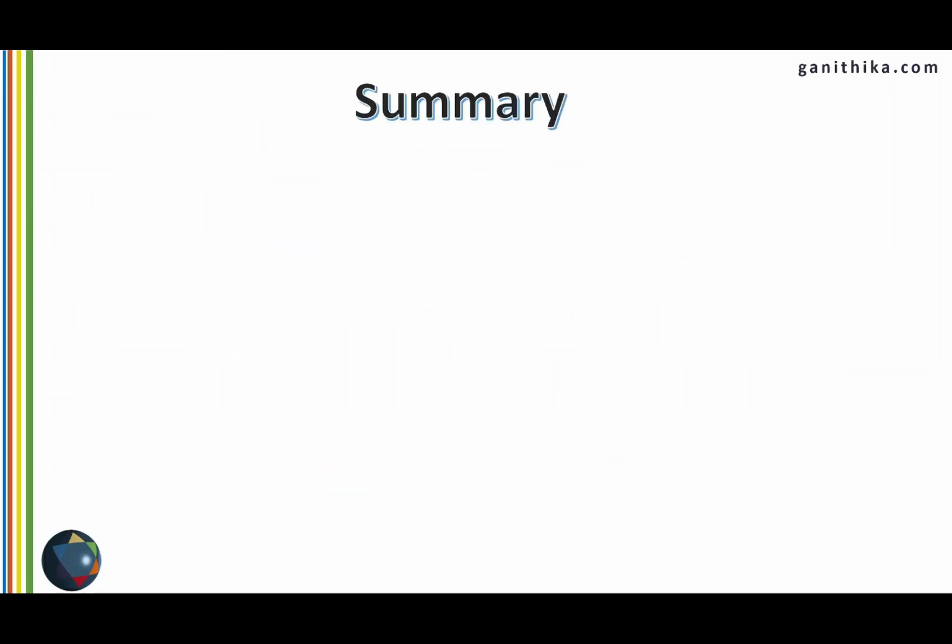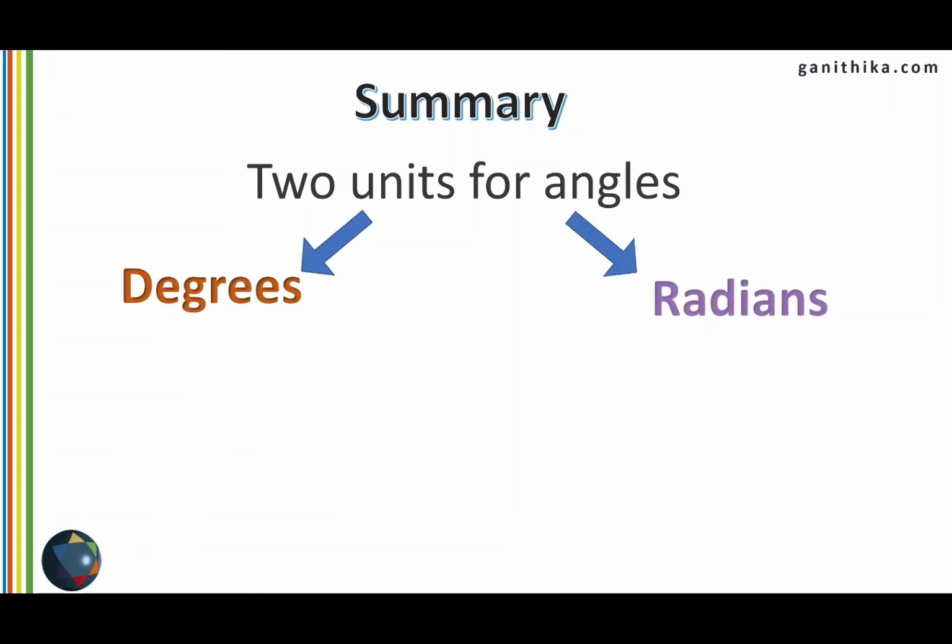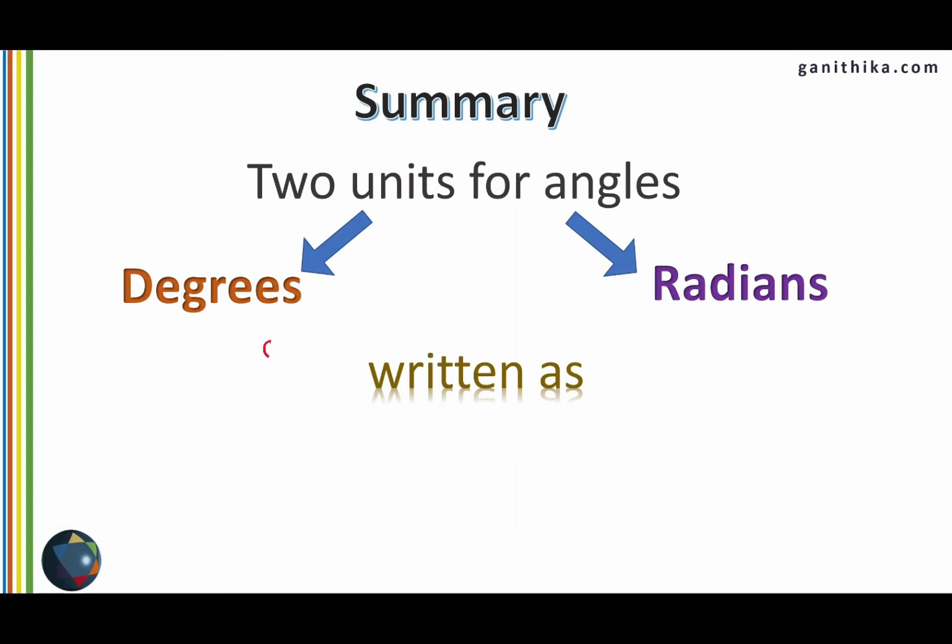Let's summarize what we just learned. We learned 2 units for angles. In fact, there are more units that are used to measure angles, but in this case, we just saw 2 of them, degrees and radians. Degrees are written with a small circle on the top of the number. So 35 degrees is written like this, whereas for radians, we don't write any units. We just write the number of the measure for radians.